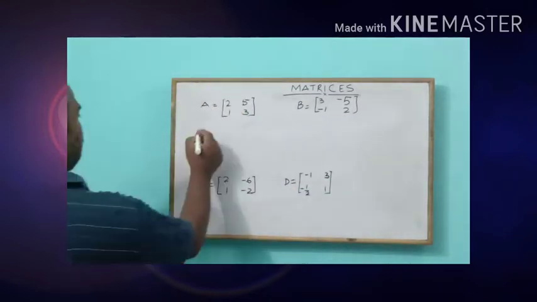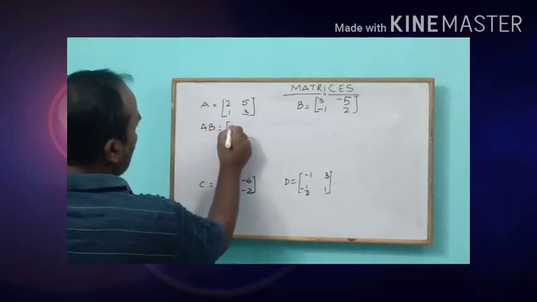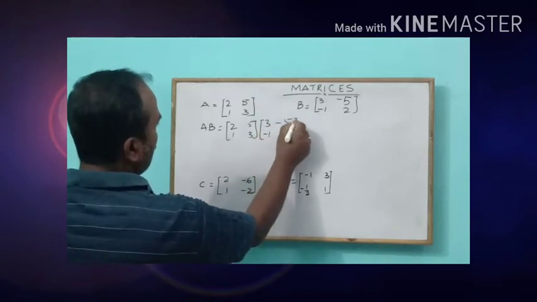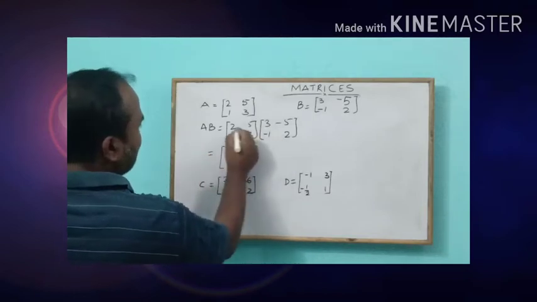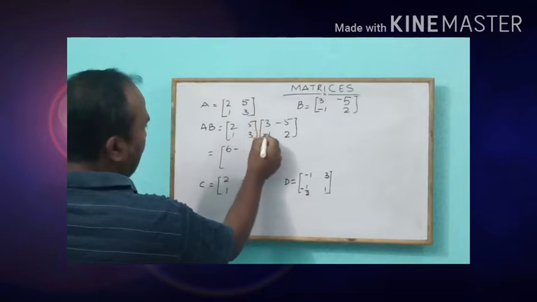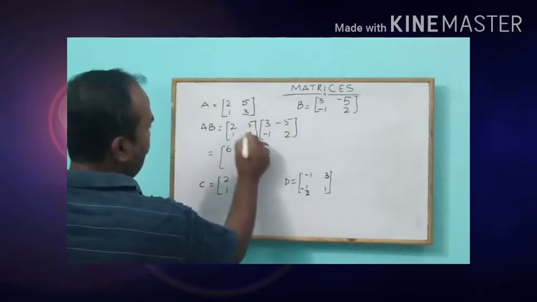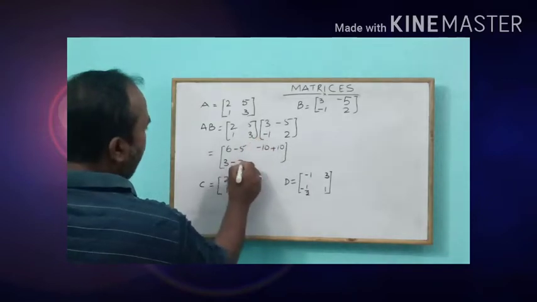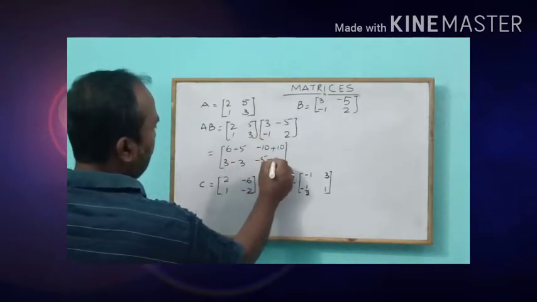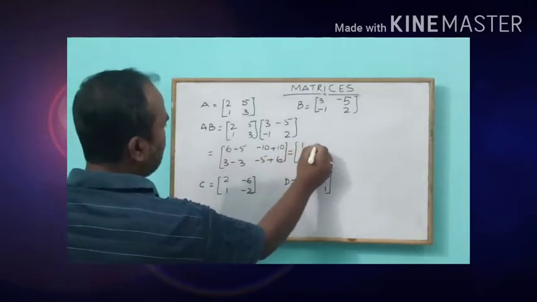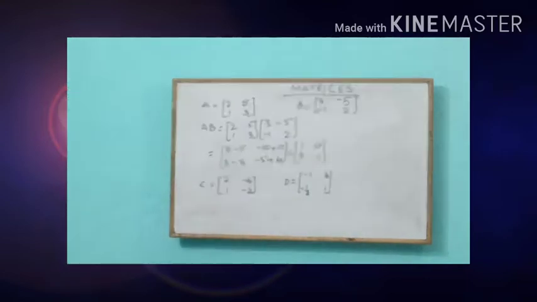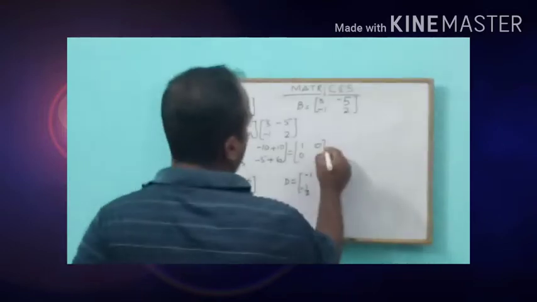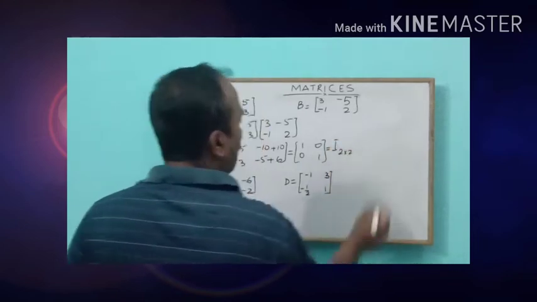Now if I multiply A and B, A, B, what will it be? 2, 5; 1, 3. 3, minus 5; minus 1, 2. 2 3s are 6 and minus 5 and 2, minus 10, 5 2s are 10. 1 3 is 3, minus 3, minus 5 plus 6. This comes to 1 0 0 1. What type of matrix is this known as? This is an identity matrix of order 2, second order. So we can write like this: 2 cross 2, 2 rows, 2 columns.